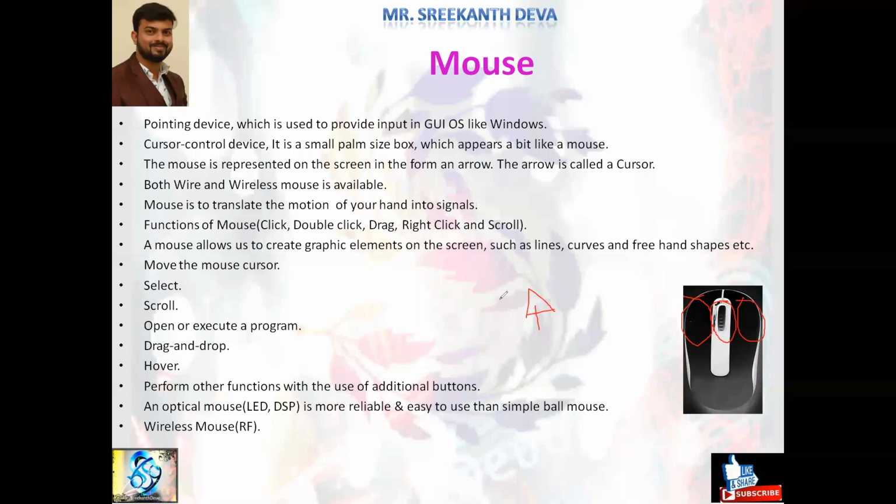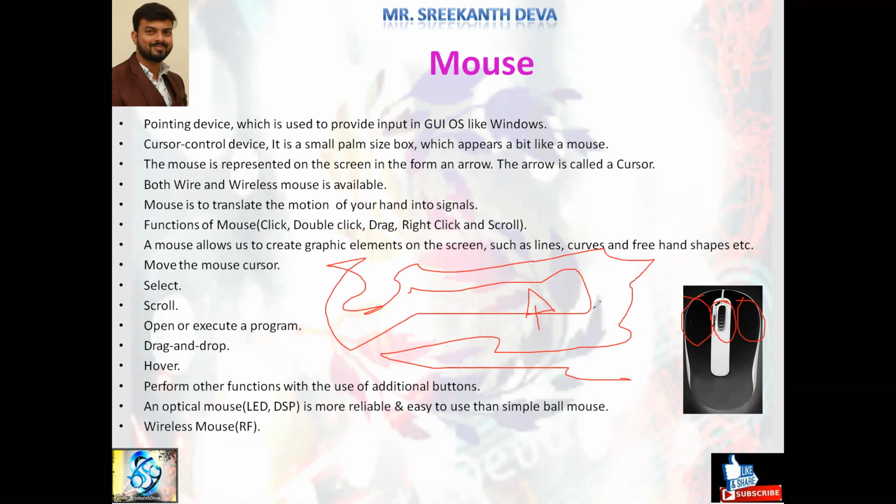The mouse translates the motion of your hand into signals. When you move the mouse, we can move the mouse cursor in the monitor. A mouse allows us to create graphic elements on the screen, such as lines, curves, and freehand shapes. We can move the cursor, select a particular text, scroll, open or execute a program, drag and drop, hover, and perform other functions with the use of additional buttons. We have different types of mouse, but generally we go with the optical mouse and the wireless mouse.